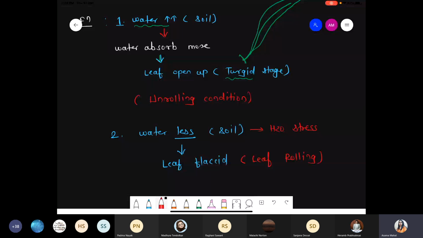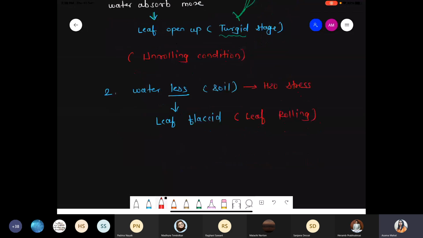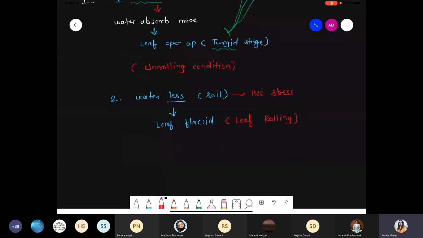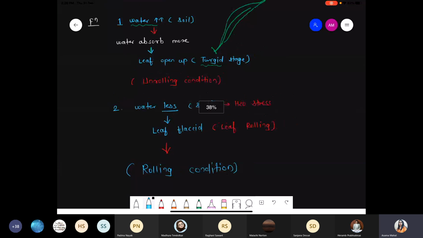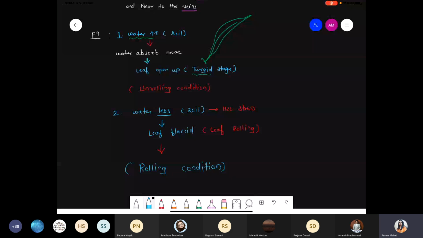The leaf shows rolling. Ultimately the surface area of that leaf gets decreased to avoid water loss. So such a condition is an unfavorable condition. Simply, we can say this is called the rolling condition. Unrolling and rolling. So the bulliform cell plays a very important role on the basis of water. If water is present in good amount, in high concentration, that is a favorable condition. Now they maintain the unrolling phenomenon, meaning the entire structure is exactly straight.